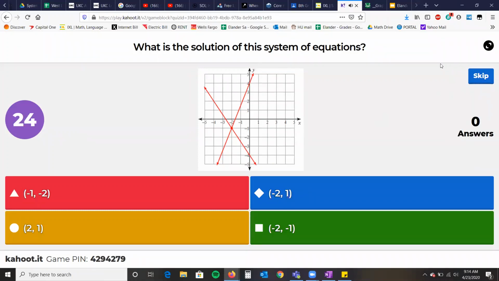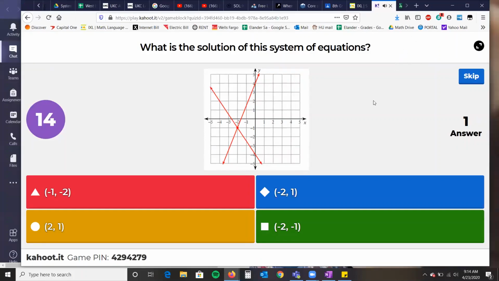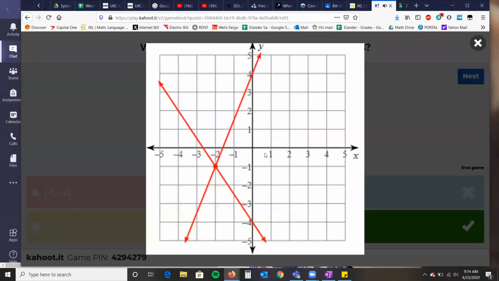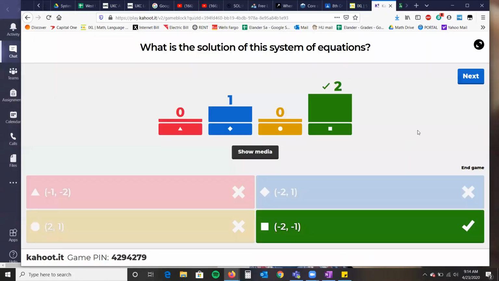All right, what is the solution to the system of equations on this one? Alrighty. So we've got two lines intersecting again, 2 to the left and down 1. So left is the negative direction, right? So -2, comma -1.